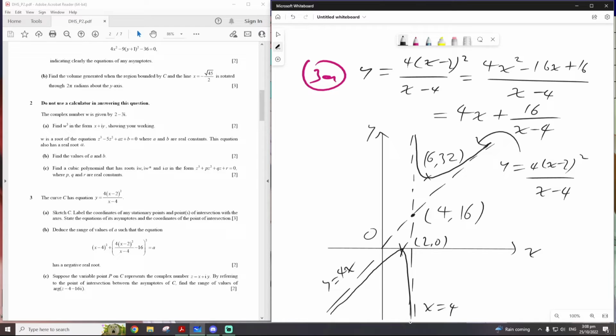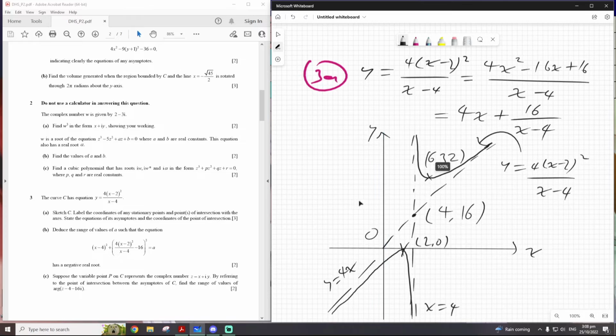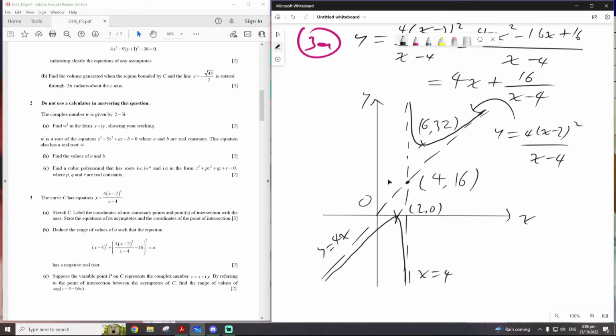Deduce the range of values of a such that this equation has a negative real root. So x minus 4 plus, you will see that this is actually y minus 16. So we're actually going to draw a circle about this point. There's a negative real root. Well, for this to be the case, we need a to be bigger than the square of the radius of the circle.